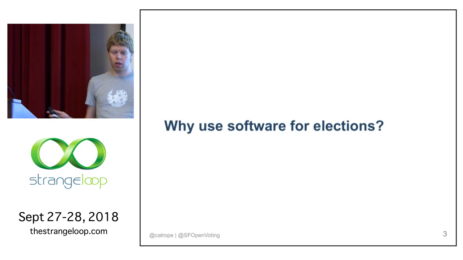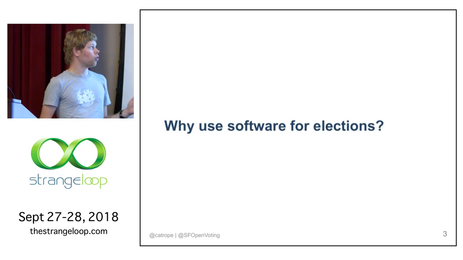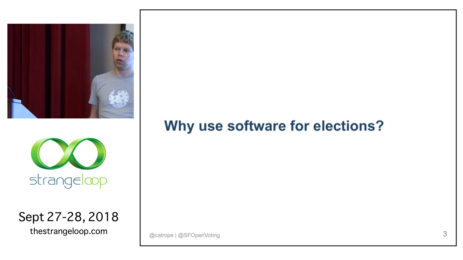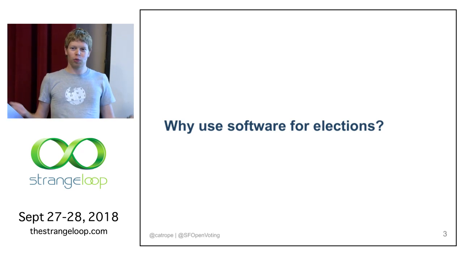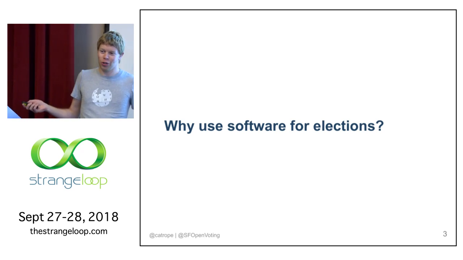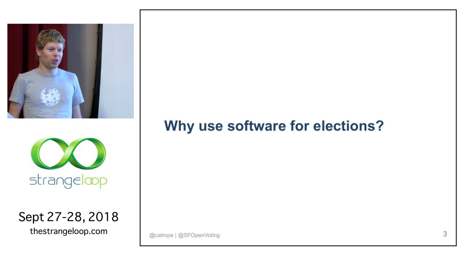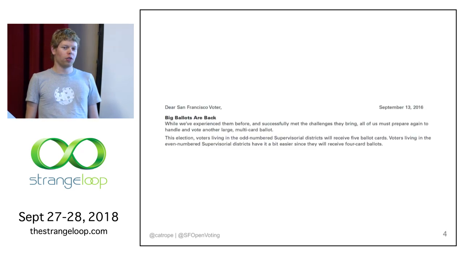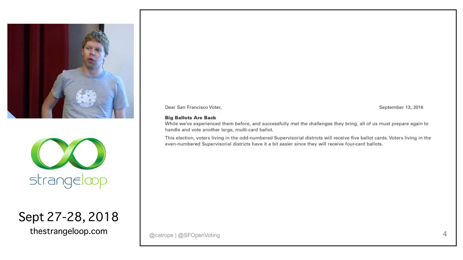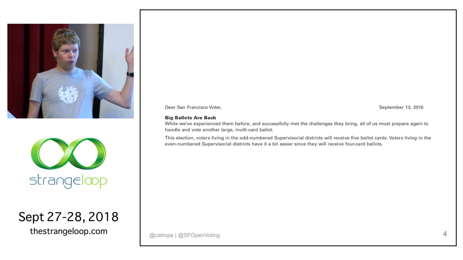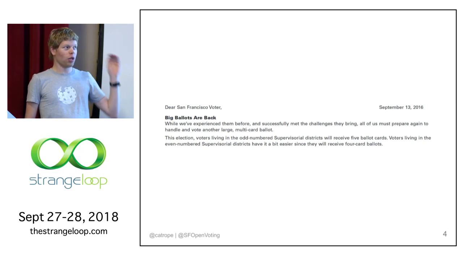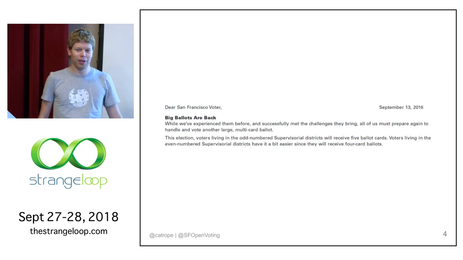So first, I'll back up one step, which is why would you use software for elections at all? Aren't elections these things that you do on paper and then people count them? So in November 2016, we had an election, as you might have heard, including in San Francisco, where I live. And there is a voter guide that gets mailed to every person in San Francisco by the city. And the introduction from the Director of Elections began as follows: "Big ballots are back."